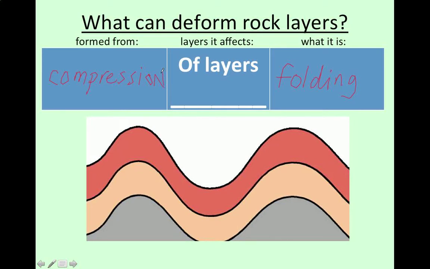Compression, right, so this happens when the Earth or the plates are moving towards each other. The layers start to fold and we see this kind of wavy pattern happening within the rock layers. Now when you see this on a cross section, you would then fill in what layers are being affected. And here I might say layers 1, 2, 3.